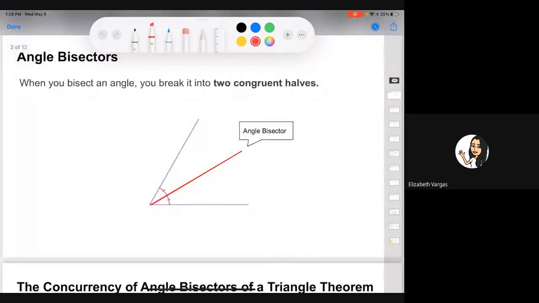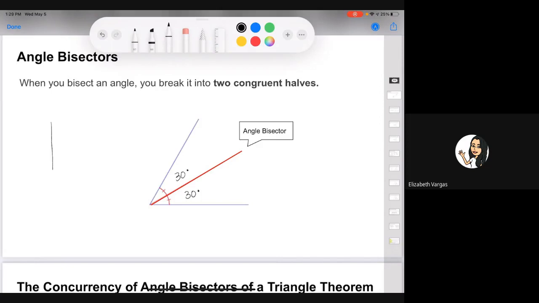So just a quick reminder about what an angle bisector is. Basically, an angle bisector bisects an angle and cuts it into two congruent halves. So we would have this angle that's shown in blue, and this angle bisector would cut it into two congruent halves. So those two would be congruent. So if, for example, this angle is equal to 30, then this one would also be equal to 30. Those two halves that the angle is cut into, we would want to be congruent.